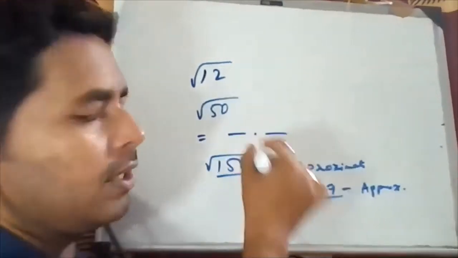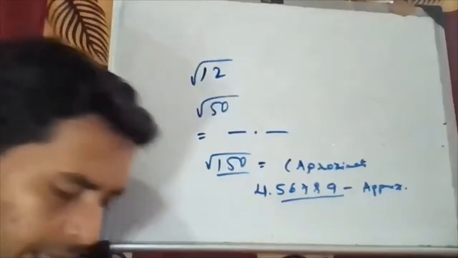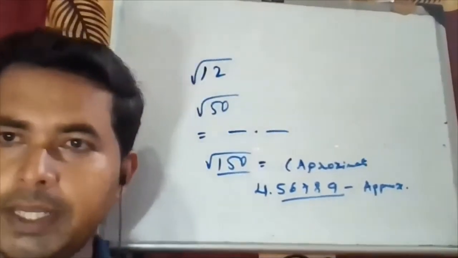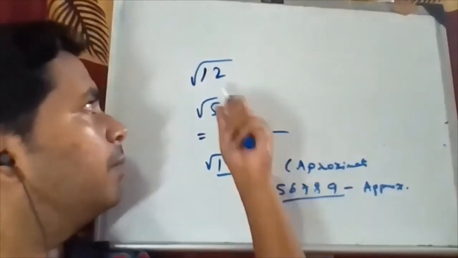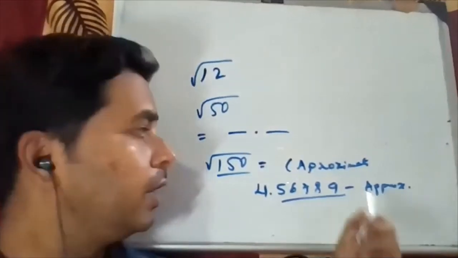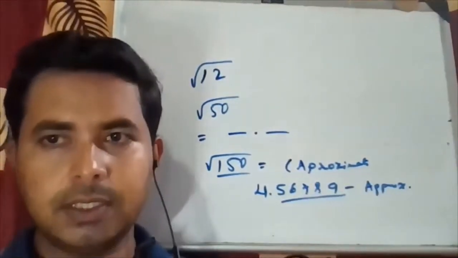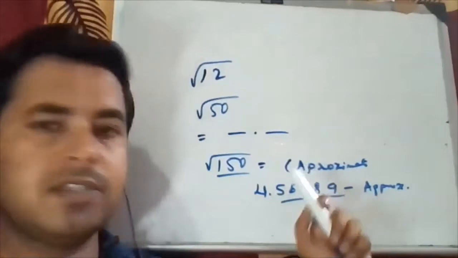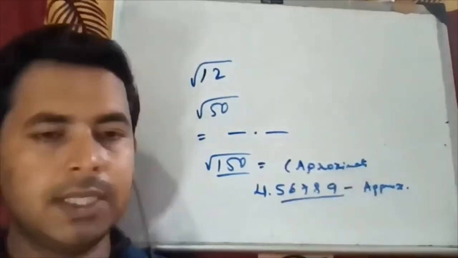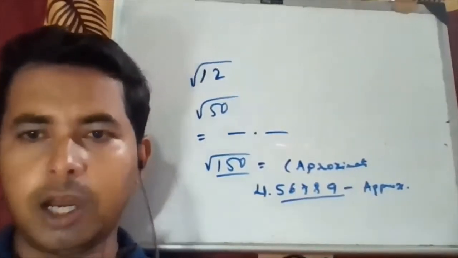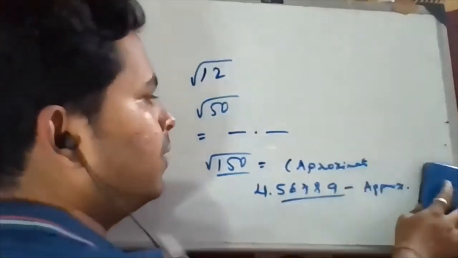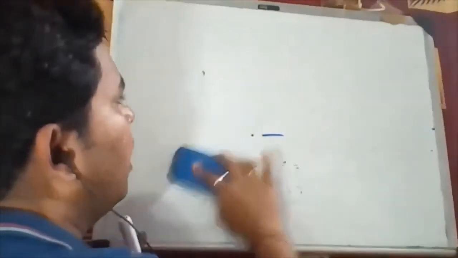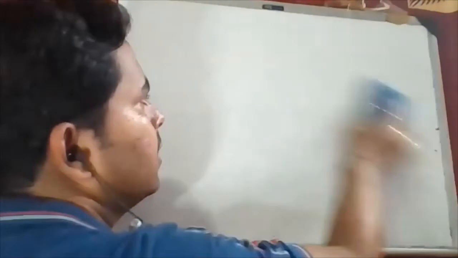Whenever you are finding the square root of an imperfect or non-perfect value, you won't get a perfect answer. So what will your answer be? It will come with a decimal value. With decimal, that answer will be called the approximate value. So now we'll see how to find those approximate answers if they give any non-perfect values.